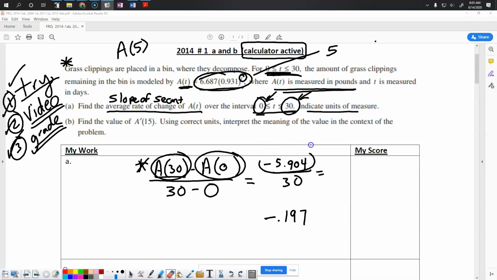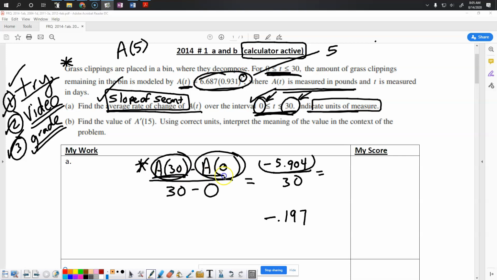Why are we not done yet? Well, because it's in our problem, we have to make sure we answer everything. They're asking for it. They want us to find the average rate of change. We did that. The average rate of change is negative 0.197 on this interval, so that's taken care of. But they want us to say the units of measure. In other words, what are we talking about here? What does this number mean?